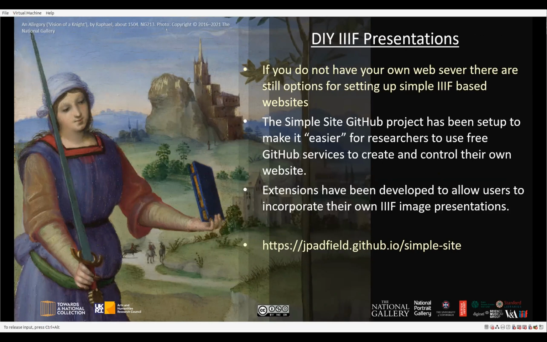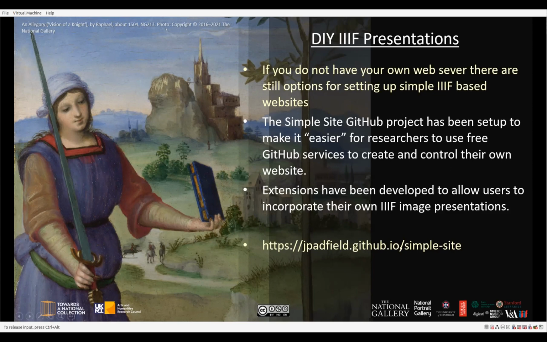And I'm saying easier in inverted commas because we would like to continue to make it even easier. So feedback is very, very helpful for researchers to use the free GitHub services to create and control their own website. Extensions have been developed to allow users to incorporate their own IIIF image presentations. So Mirador, the viewer that was shown from the VNA, has been put in, and a couple of others already. And that's the URL for the source code.